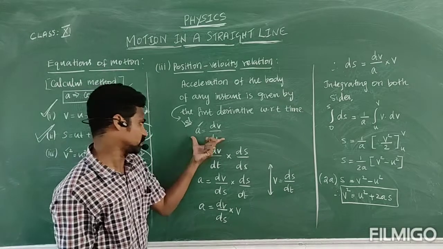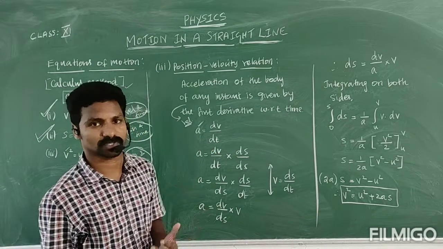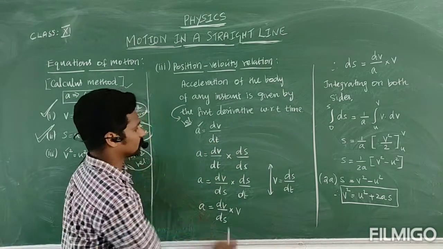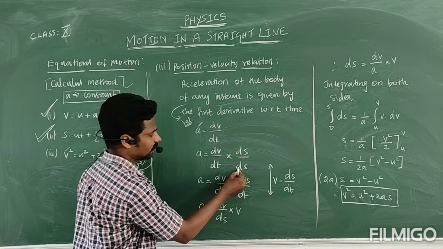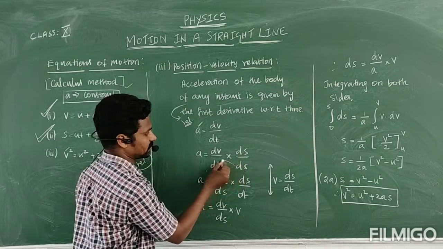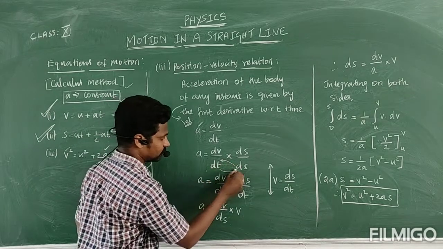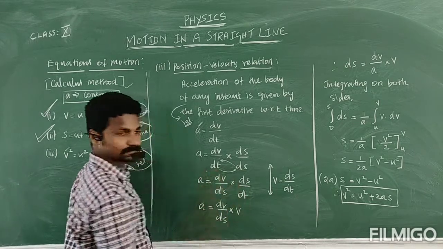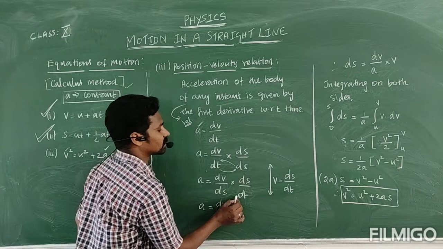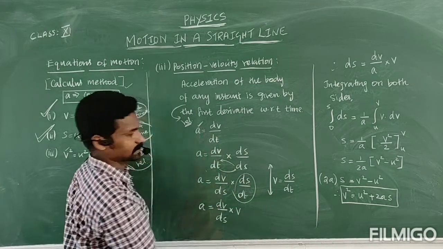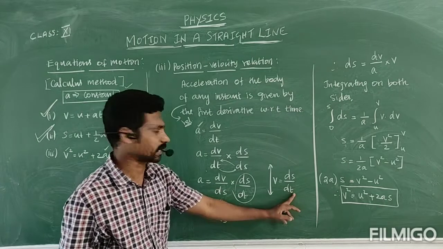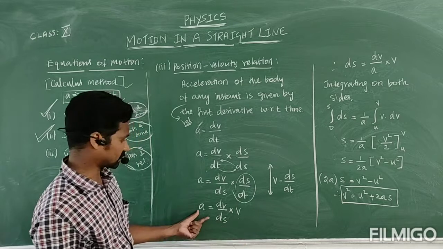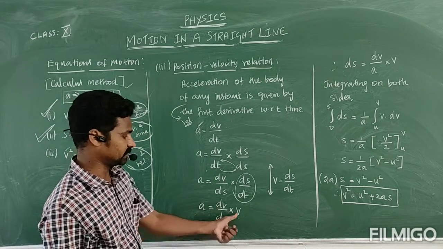If you observe in this equation there is no position, so we want to introduce the position. So multiply and divide by ds, so the value will not change. Then interchange, so the ds will come here and the dt will move there, so we can write dv divided by ds into ds divided by dt. Now, ds divided by dt means what? That is the changing position with respect to time, that is velocity. So now this term we can write as velocity. Therefore, acceleration is equal to dv divided by ds into v.